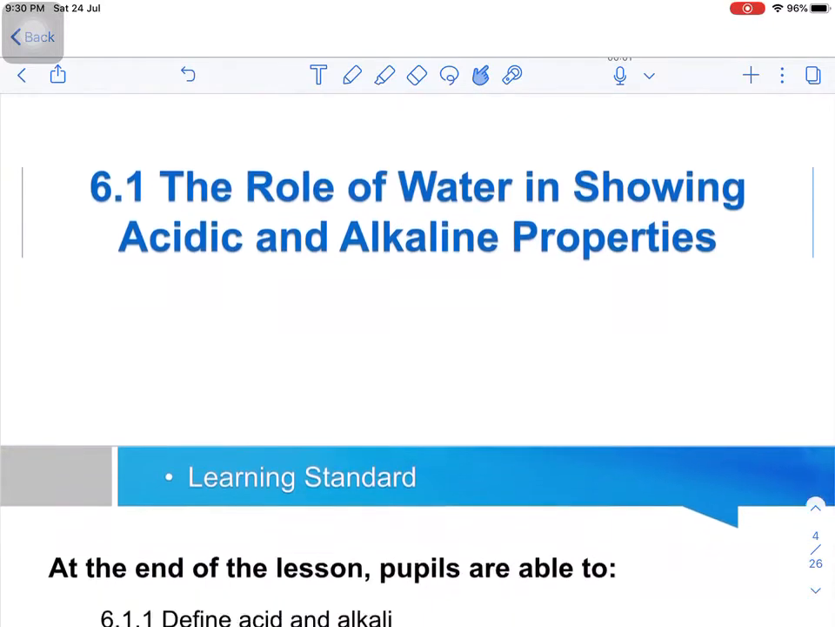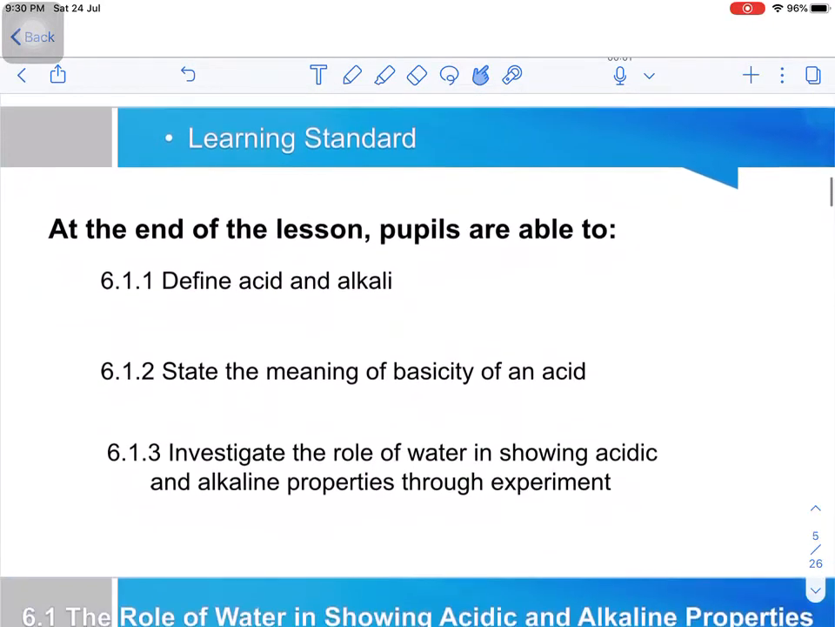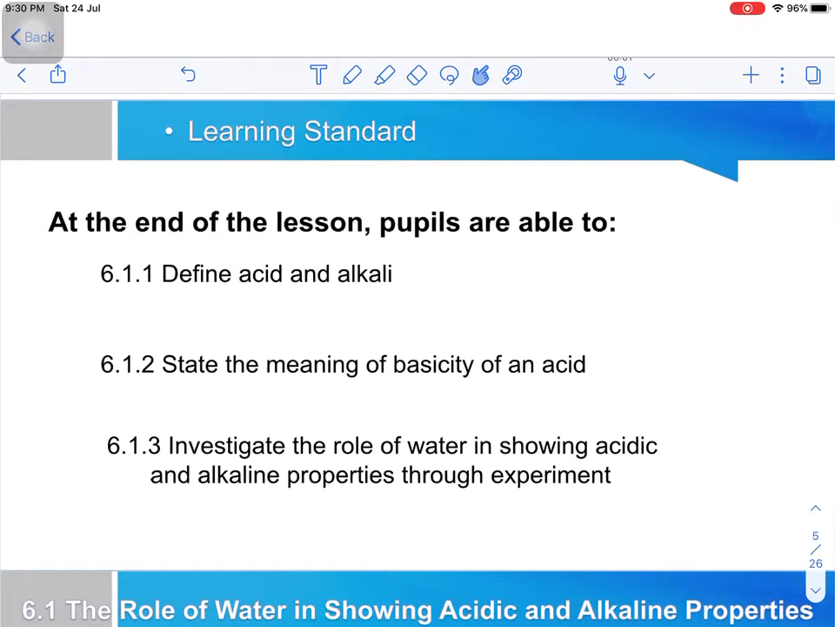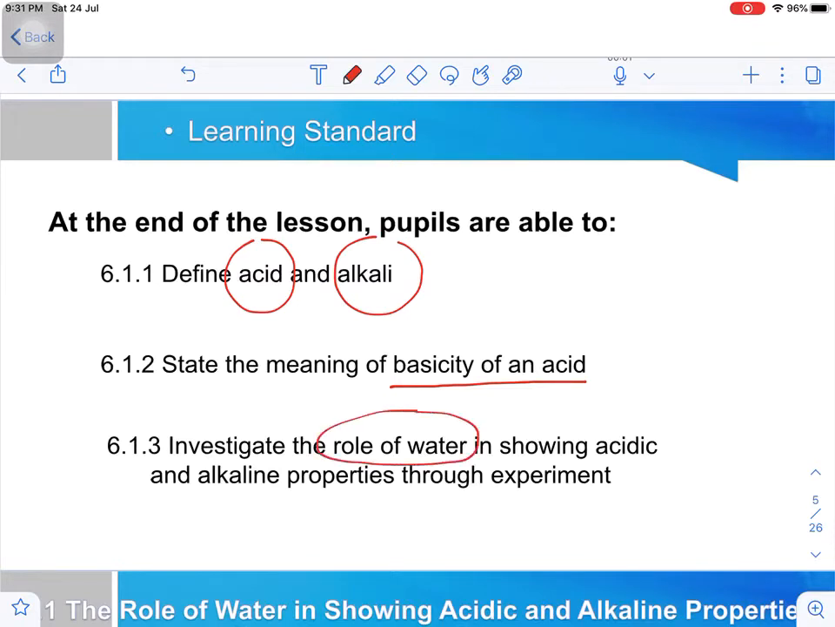Okay. So in our learning standard, at the end of the lesson, you are able to define acid. What is acid? Able to define alkali. What is alkali? And then state the meaning of basicity of acid. What is basicity? Okay, and then investigate the role of water in showing acidic and alkaline properties through experiment.